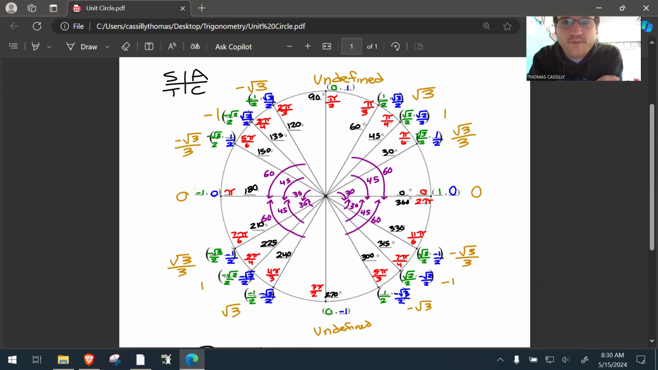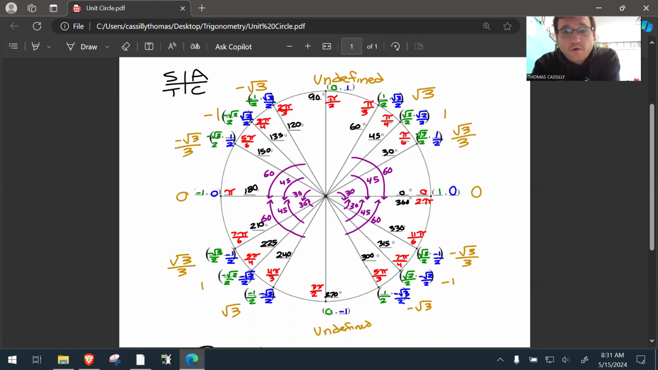So just to recap, I have our degrees in black, the radians in red. The ordered pairs go cosine, sine, right? The cosine is associated with the x value, sine is associated with the y value. I have those in green and blue. And then the tangents are going to be on the outside, the ones in orange.